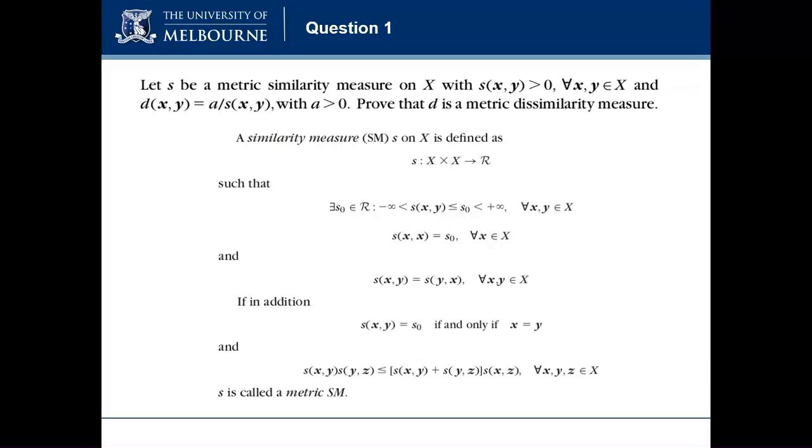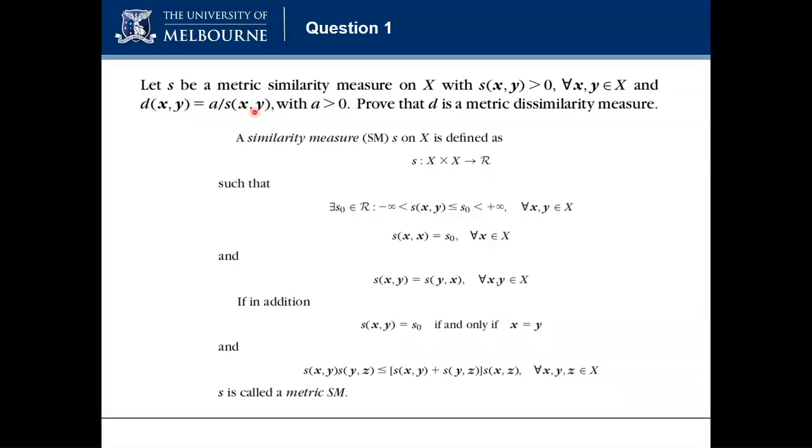Okay, there's this question that nicely makes us play with the similarity versus dissimilarity measures. Let's say we have a metric similarity measure S on X, and it's defined by S(x,y) greater than 0, so it's positive. This is extra information: not all similarity measures have to be positive. And we define a dissimilarity measure D, which is A over S(x,y), and A is also positive, right?